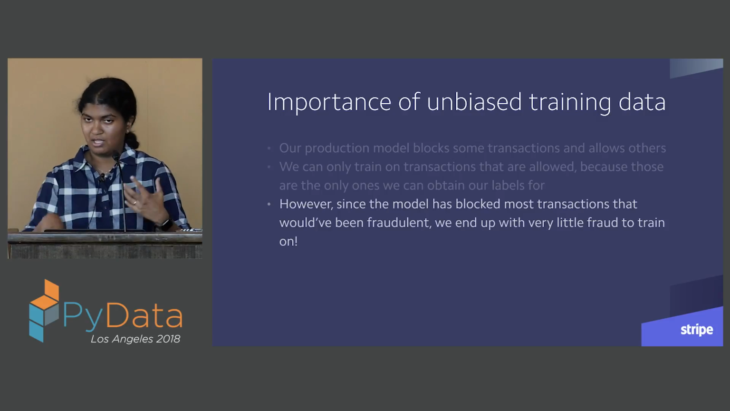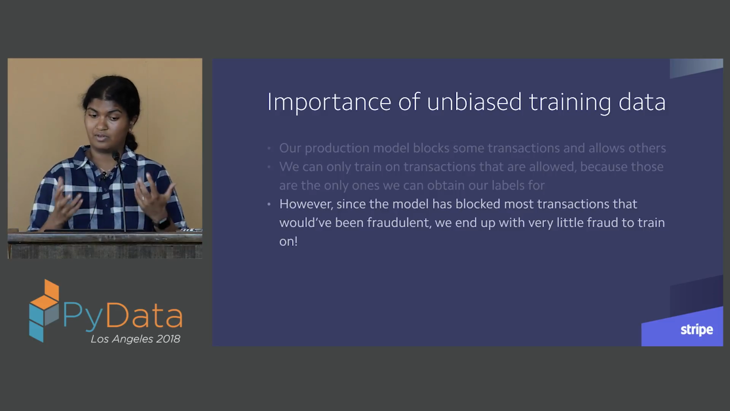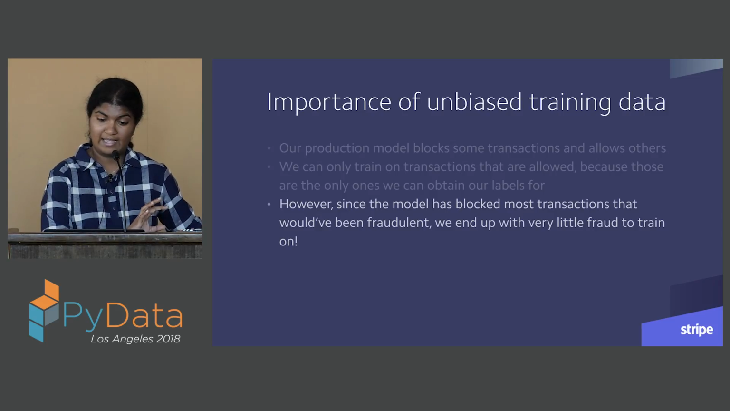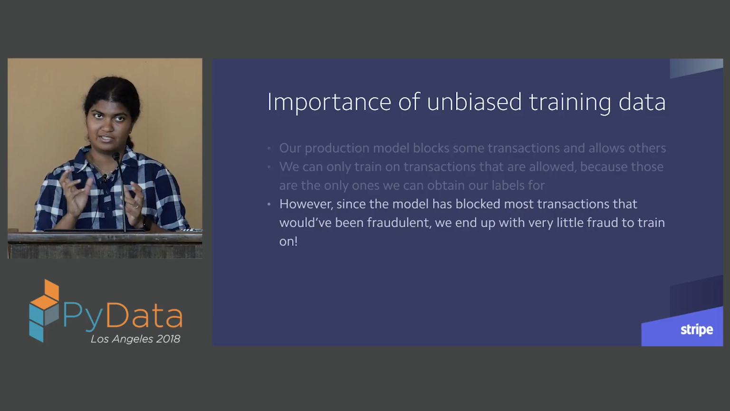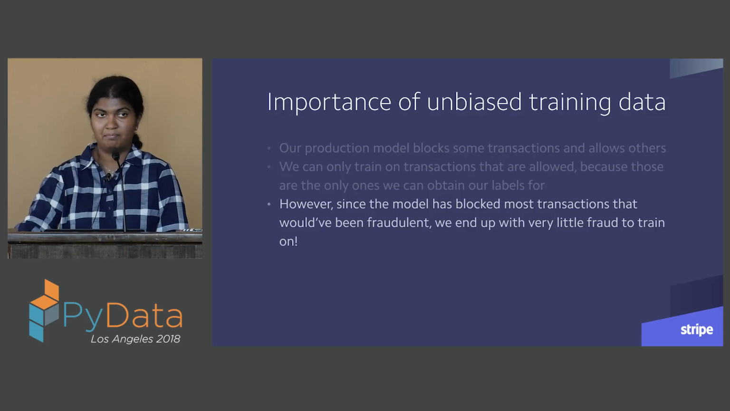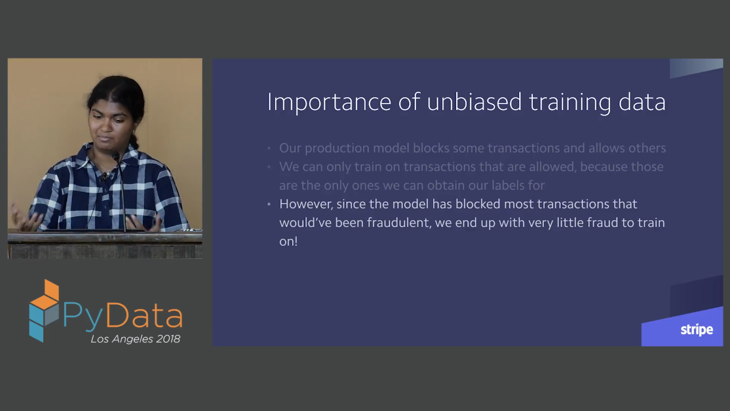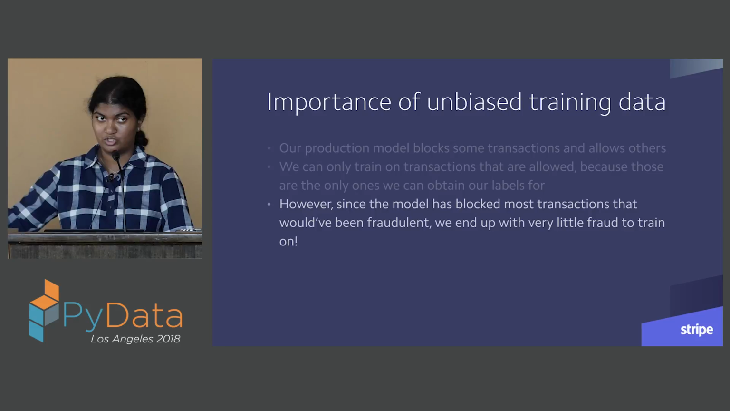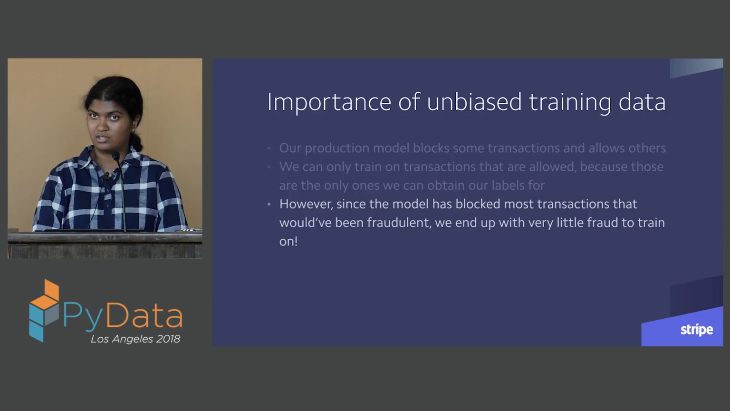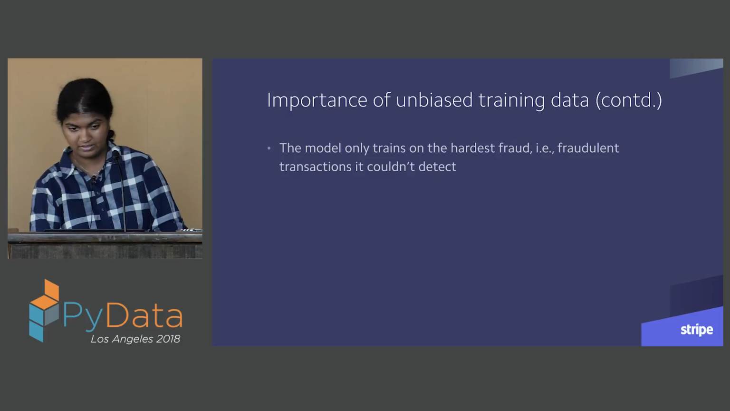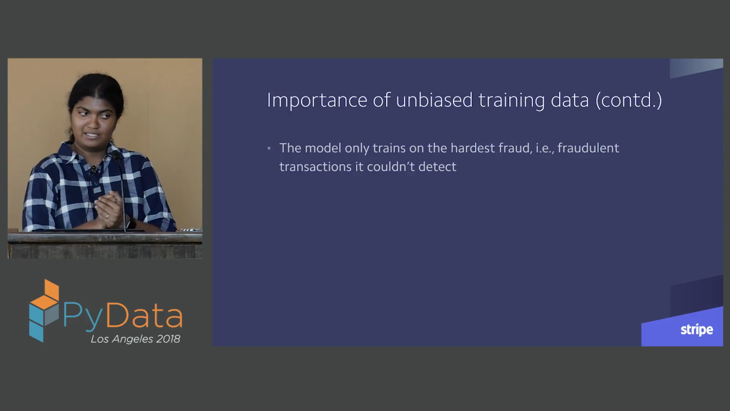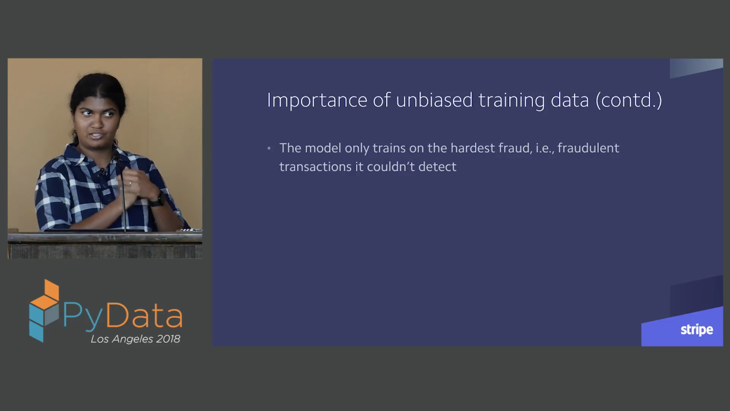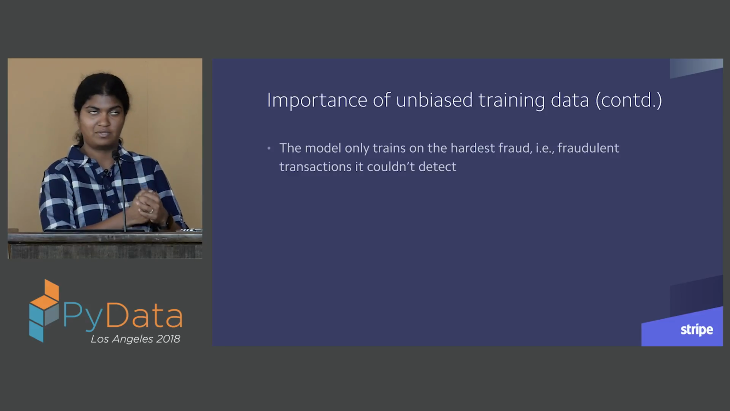But our model is still blocking transactions that it thinks are fraud, right? So the model is blocking most things that it thinks are fraud. And out of all the transactions that the model lets through, the bulk are not fraud, because there's a reason why the model didn't block them. So the only fraud that we end up seeing with true labels is the fraud that the model could not catch and therefore let through. This means that the fraudulent transactions that we have true outcomes for are the hardest fraud, because the model could not catch them. That's why it let them through.